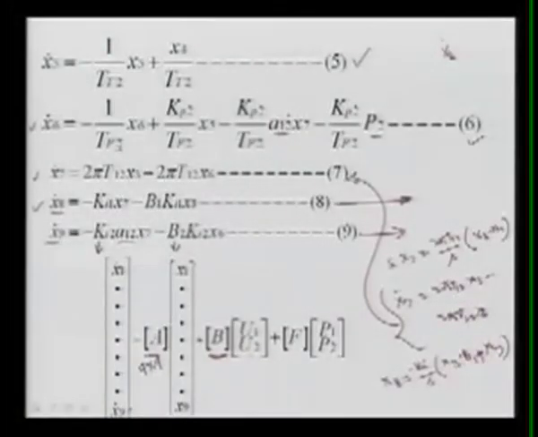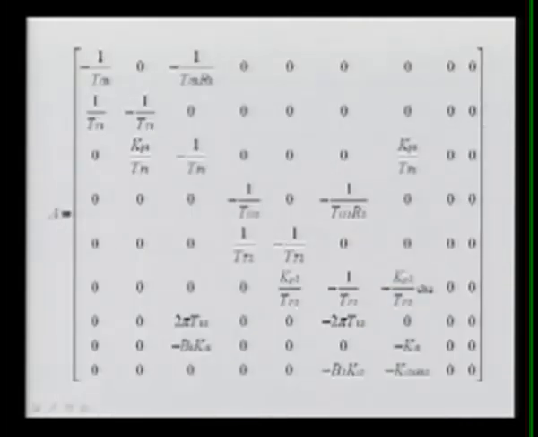The order of B will be 9 cross 2, and this disturbance vector will also be 9 cross 2, because we are having 9 states and 2 disturbances. So from all these 9 equations we can represent the matrix A as follows, and this will be your matrix A. So we are getting this state transition matrix A here.